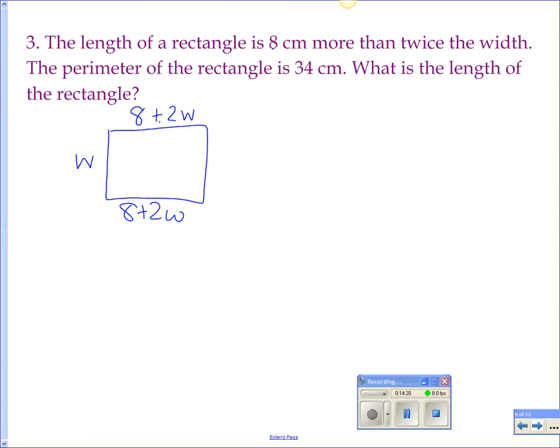Okay, now, if the top is 8 plus 2W, what's the bottom? If this one's W, then what's that one? Okay. All right, does anybody remember what perimeter is? Adam. Okay, so look, I'm going to do 8 plus 2W plus W plus 8 plus 2W plus W. And what does it equal? 16. What does it equal?